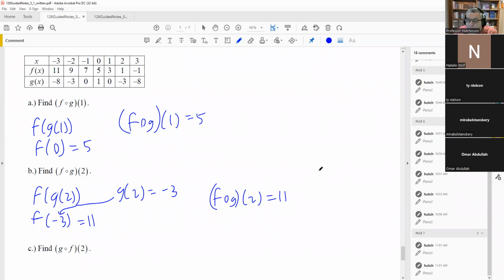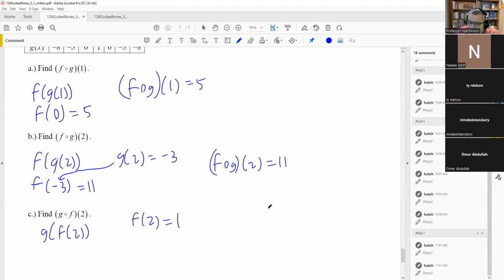Okay, next we want to find g of f of 2. So that is the same thing as f of 2 goes inside of the g. So I want to find what f of 2 is first from the table. 2 is here. Go down to the f row, and that's going to be a 1. f of 2 is equal to 1.